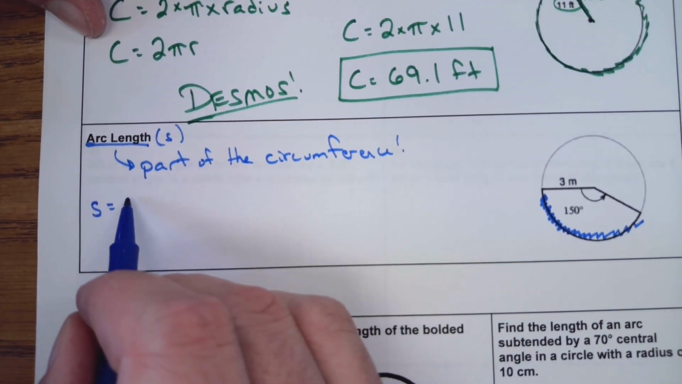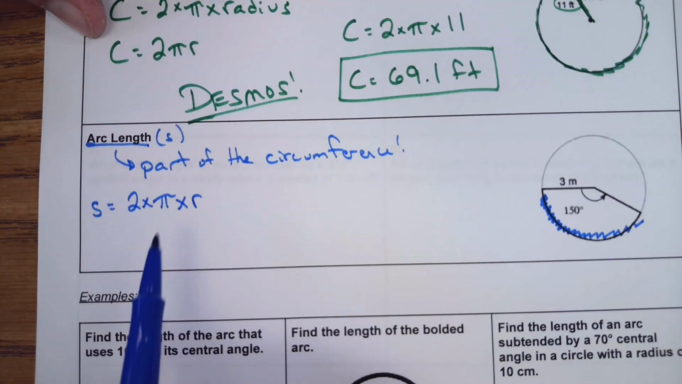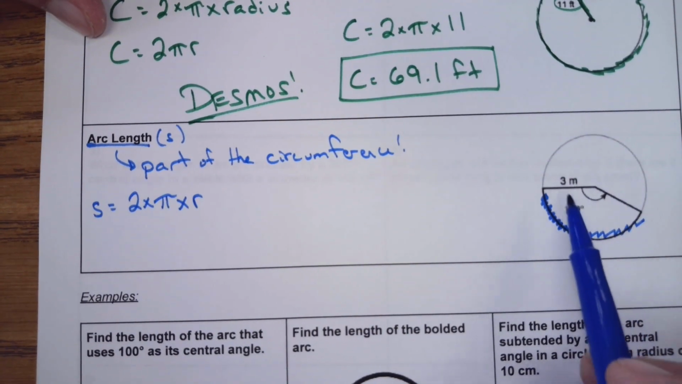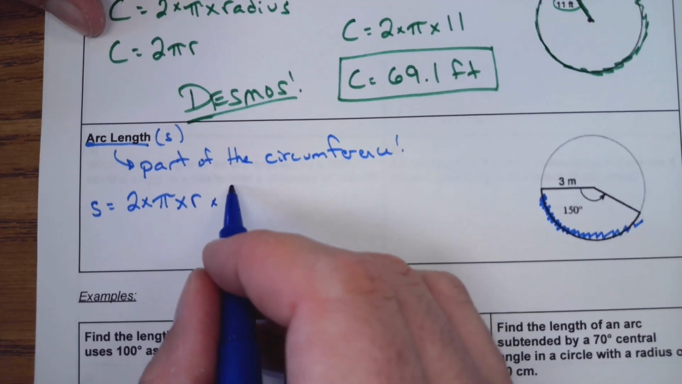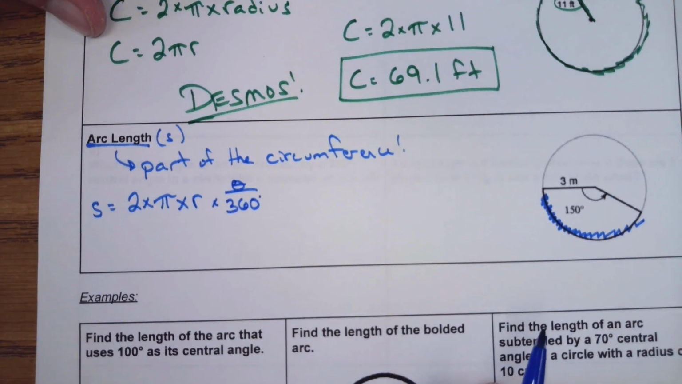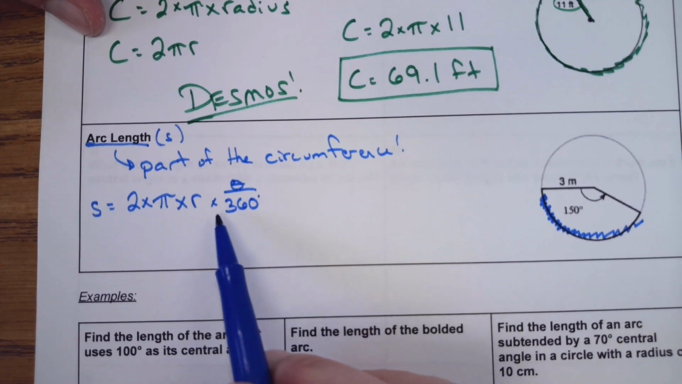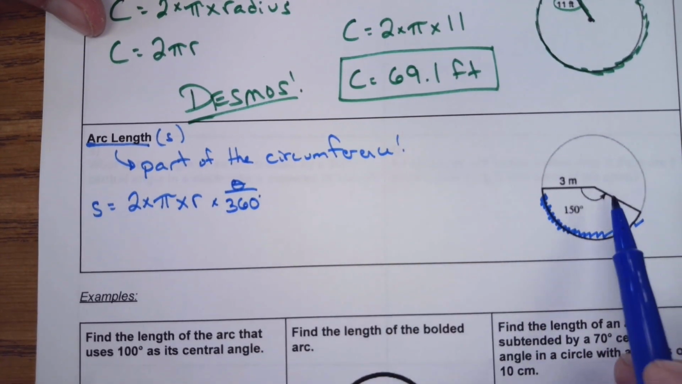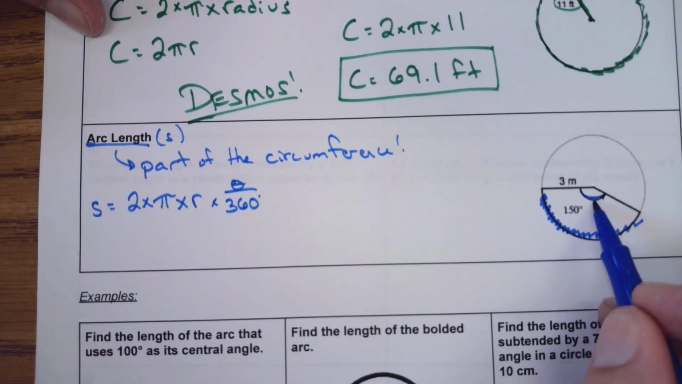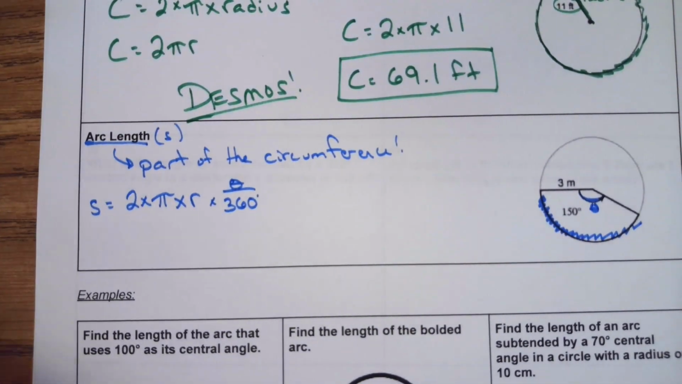So S is equal to 2 times pi times r. Now if we stop there, this would be the circumference, but we only want a part of the circle. So times theta over 360. Now 360, because all circles equal 360 degrees, theta is just the angle that we want to use. So theta would be this angle here, so that would be theta. So I'll make a little note of that.